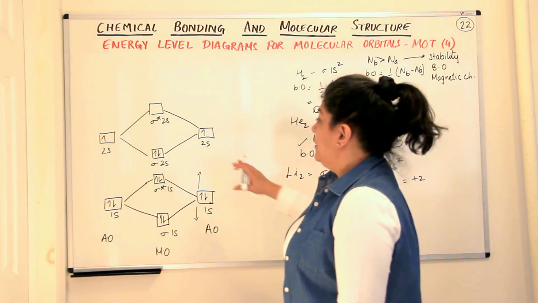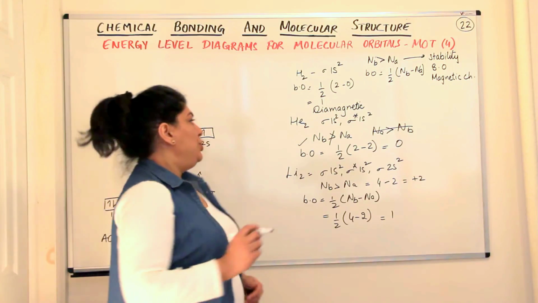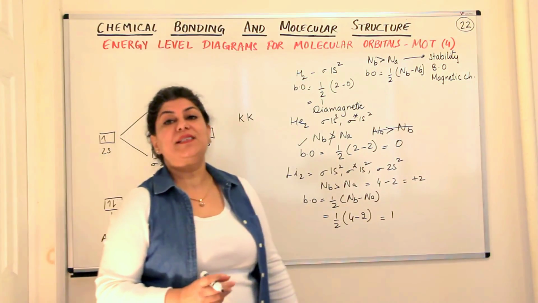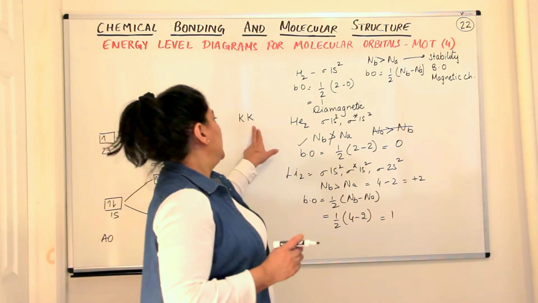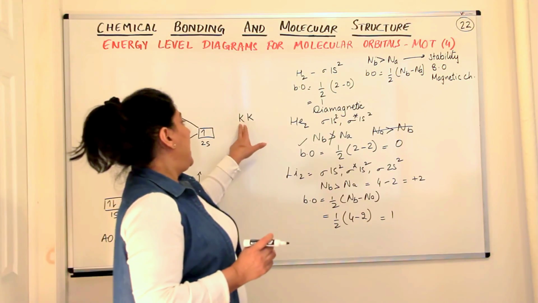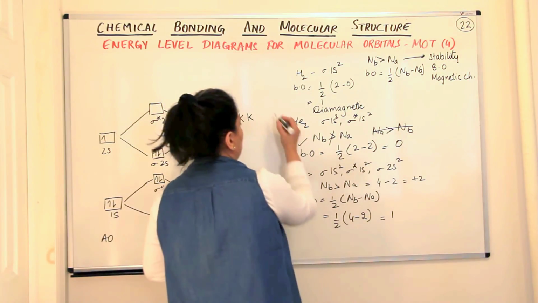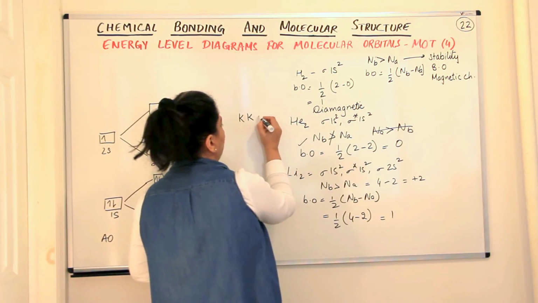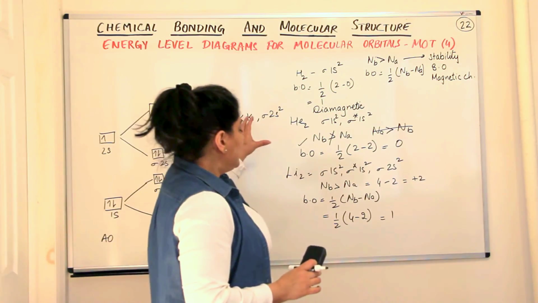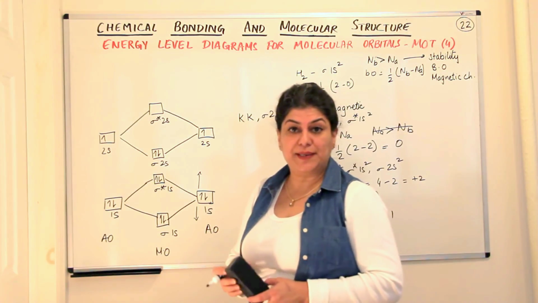So let us now come to one more thing. When you're writing down the configuration and the core is completed, you can write KK for the core, where KK means the closed kernel. The kernel, that is the core, is already completed. The configuration of the core is completed, and K is the kernel, and we use KK for completed. And then we write the valence shell configuration. So Li2 would be KK sigma 2s2. Right? So this is how we write the configuration of elements in which the kernel is already completed.